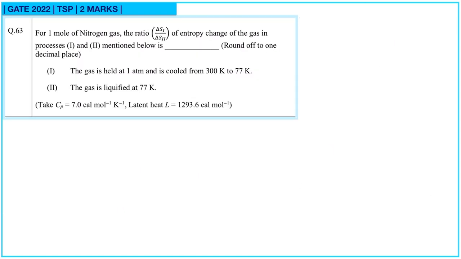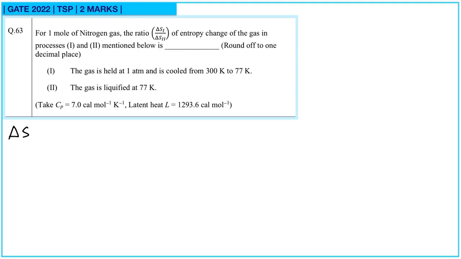Next question. For 1 mole of nitrogen gas, the ratio of delta S1 and delta S2, the entropy changes of the gas in processes 1 and 2 mentioned below, is. In the first process, the gas is held at 1 atm and is cooled from 300 Kelvin to 77 Kelvin. In the second process, the gas is liquefied at 77 Kelvin.